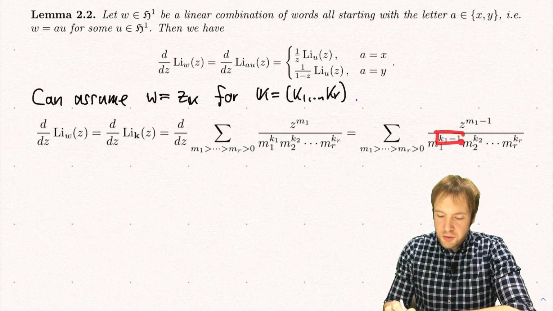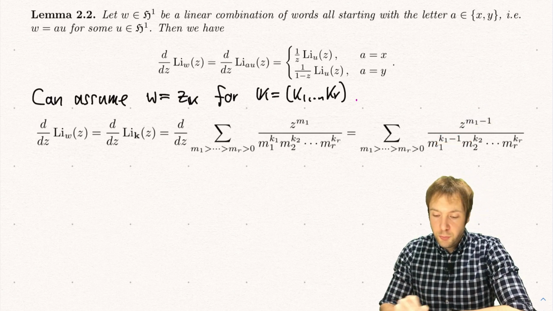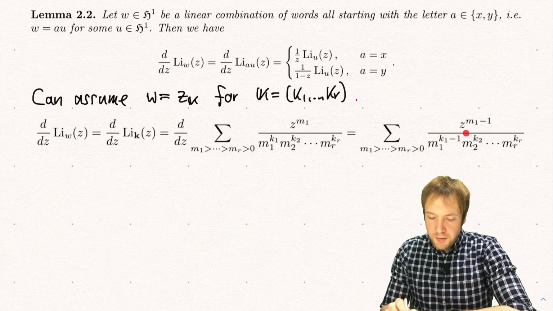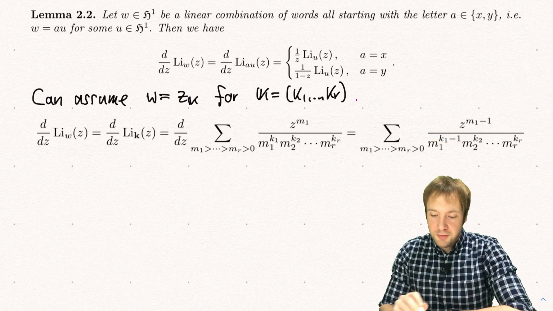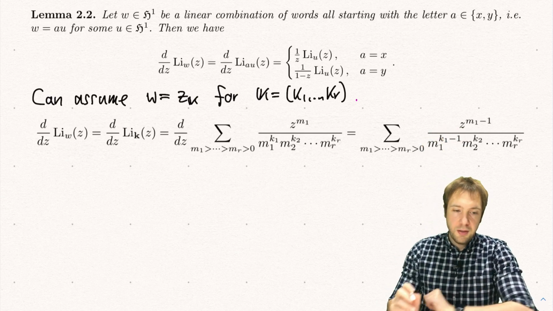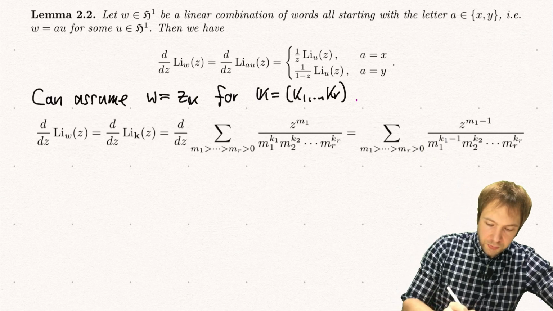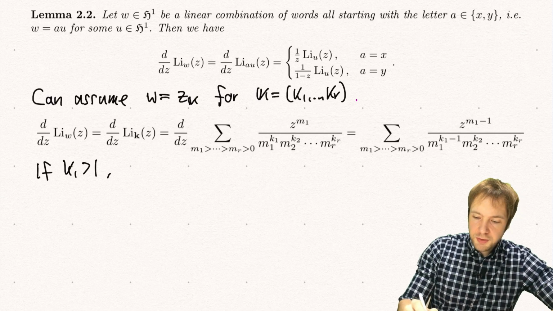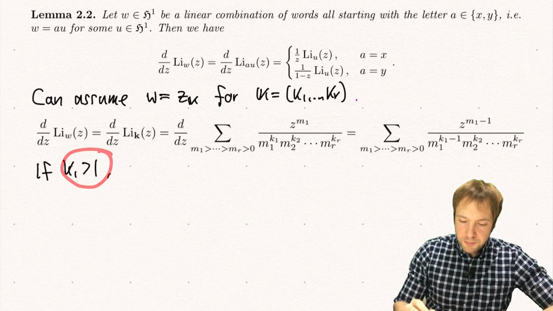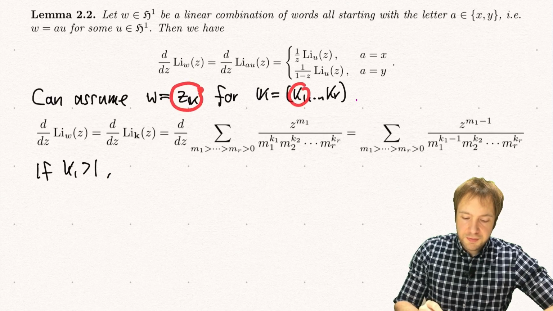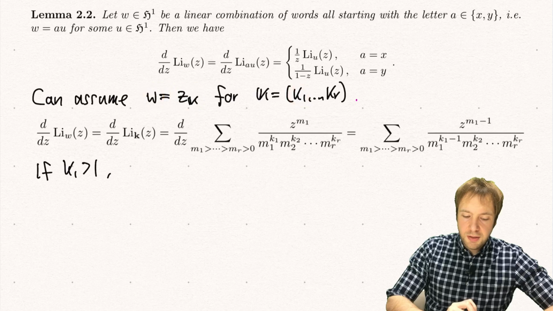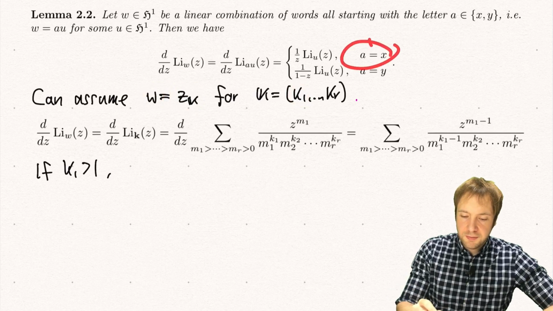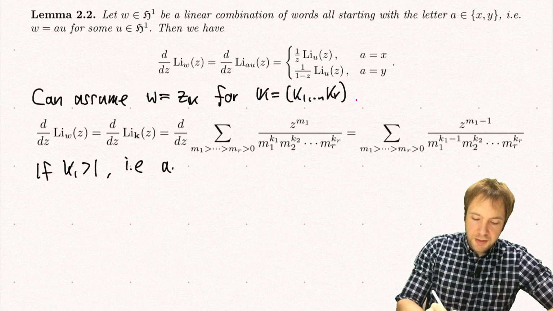And now we will need to distinguish between the case that this k_1 is 1, so either this gets removed here, or the case when this k_1 is strictly greater than 1, then we still have some m_1 here. So if k_1 is greater than 1, what does this mean? If k_1 is greater than 1, this means that this word W starts with an x, so we are in the case A equals x.